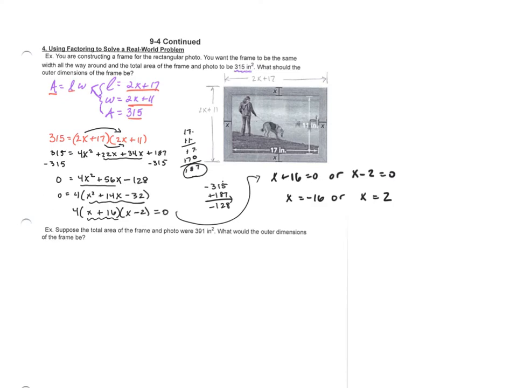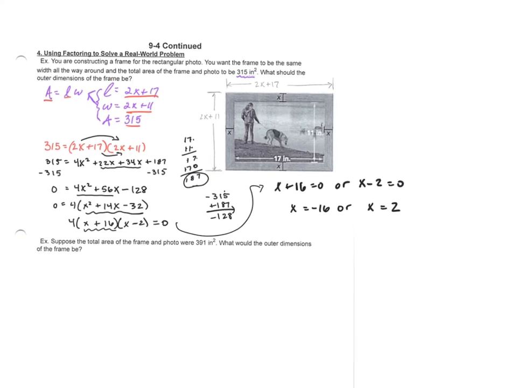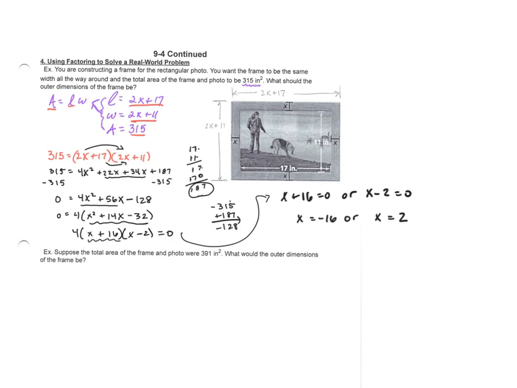Now we're talking about length, and when it talks about real-world problems, reasonable solutions, it is not reasonable that x is equal to a negative number. So in this case, negative 16 is not a reasonable solution. So we're going to go ahead and take x is equal to 2. So the width of my frame will be 2 inches.